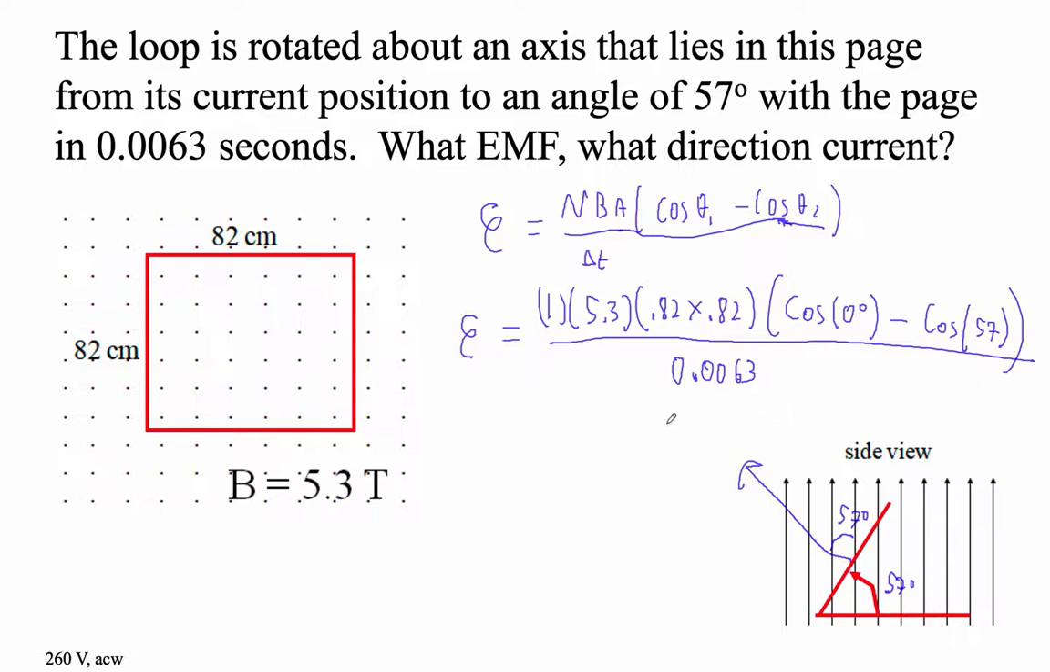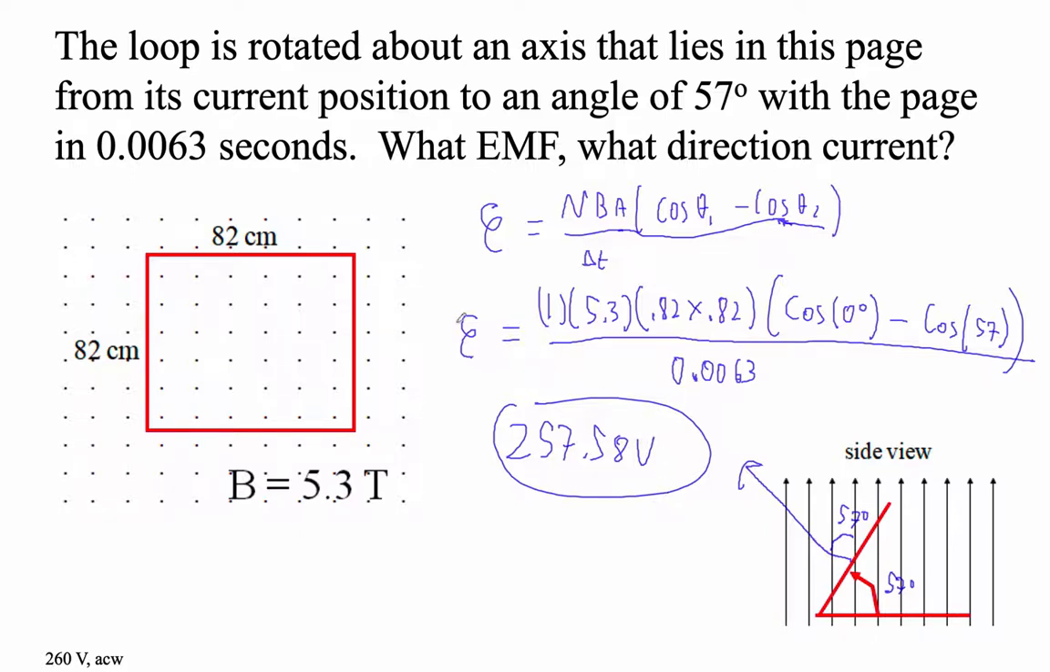Whoa! All right, okay. So 1 times 5.3 times 0.82 squared times left parenthesis 1, cos of 0 is 1, minus cos 57, parenthesis, divided by 0.0063. 257.58 volts. All right, now, dear Lord, is it clockwise or anti-clockwise?